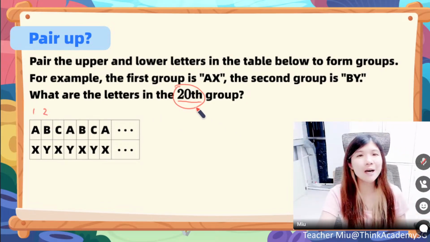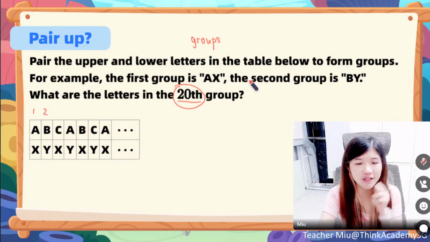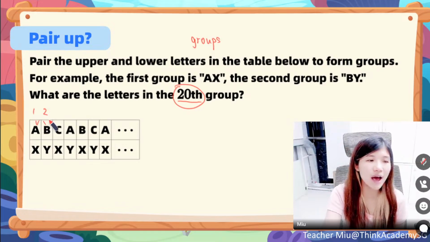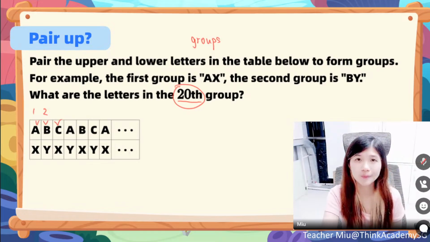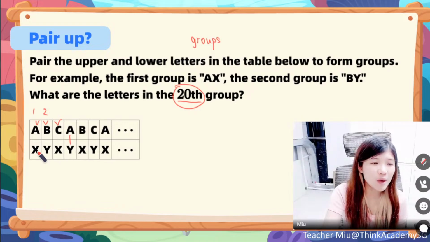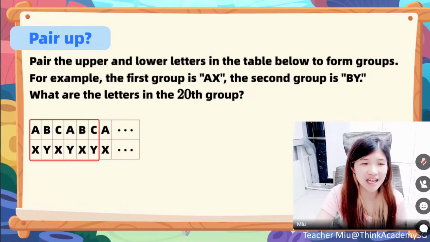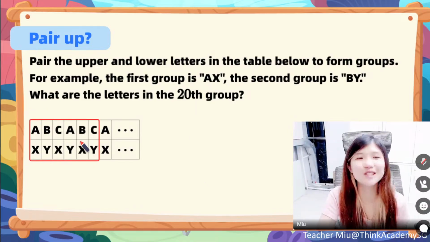Guys, let's find out. Miu just said that we need to find out about the groups, right? So how many pairs should be in one group? Can I say, Miu, you see A, B, C, so 3 in a group? Not really. You take a look. The next A is with AY. This one is AX. Are they the same? No.